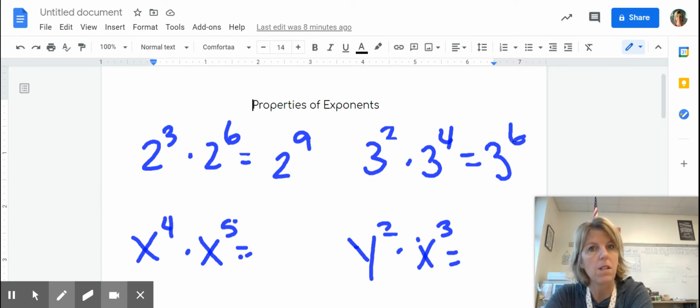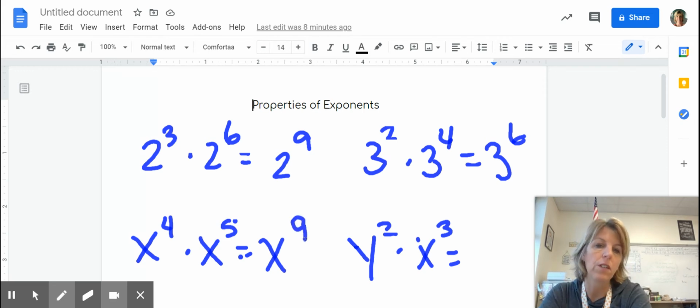What about, easy for me to say, right? What about if the base is not a number? What if the base is a variable like x, and I have x to the fourth times x to the fifth? Same thing, right? As long as I have that same base, it's going to be x to the 4 plus 5, which is x to the 9th.